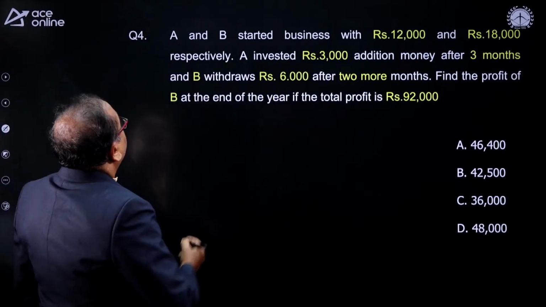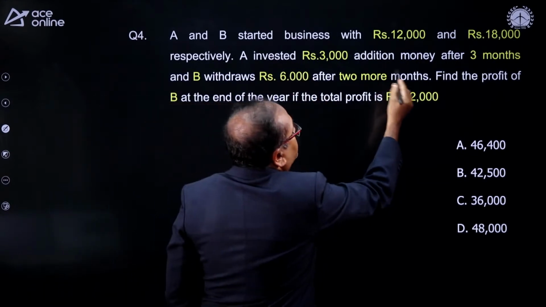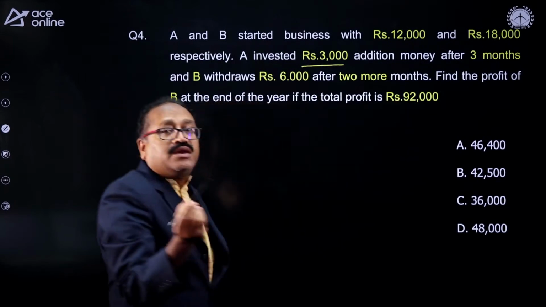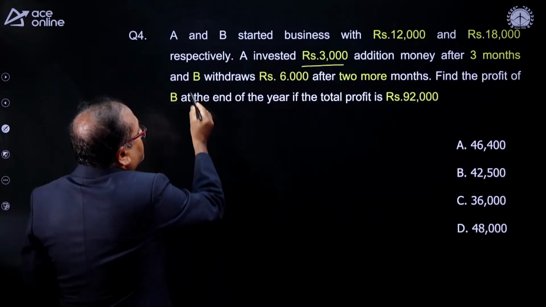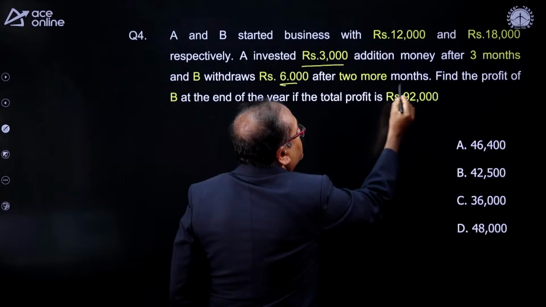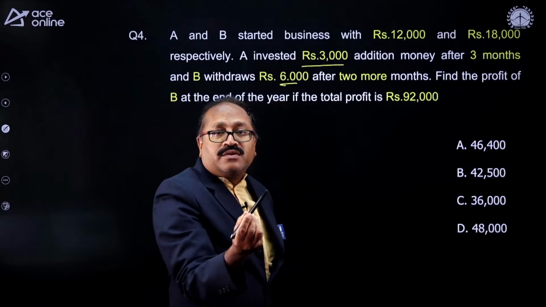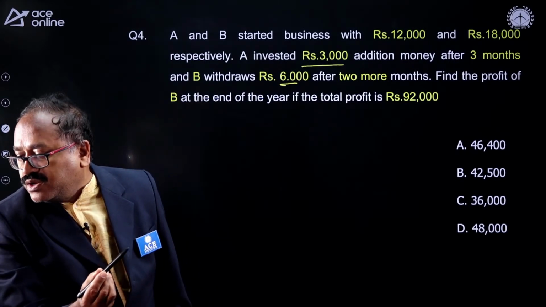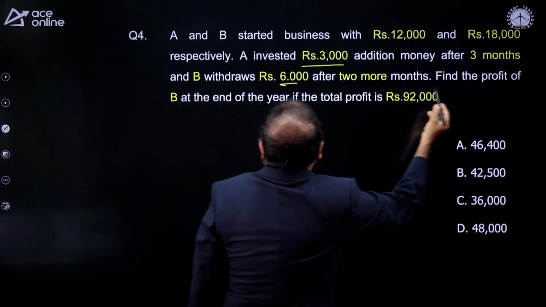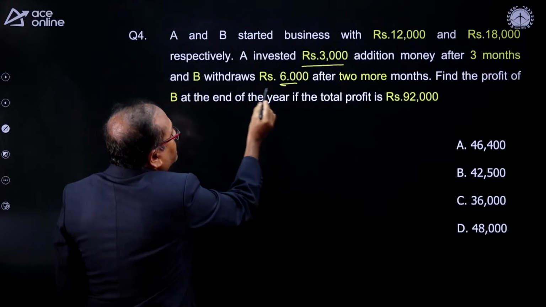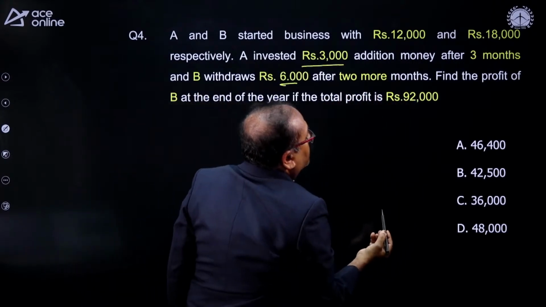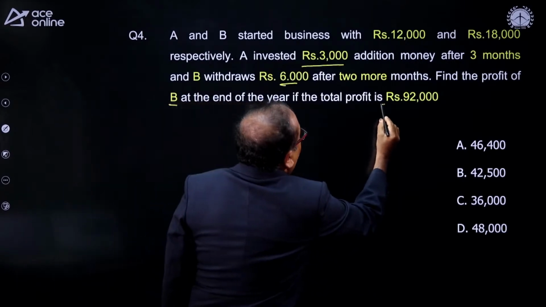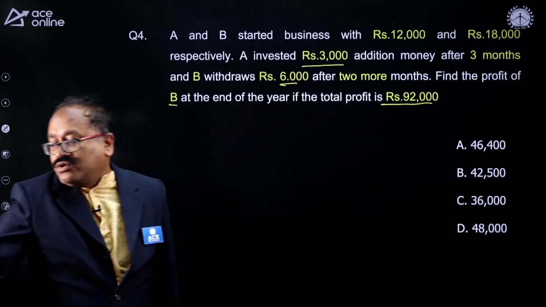A and B started their business with 12,000 and 18,000, and A invested 3,000 additional money after 3 months, and B withdraws 6,000 after 2 more months. Rajita Reddy, hope you are understanding it. So is Prasanna Kumar. Find the profit of B at the end of the year if the total profit is 9,200.